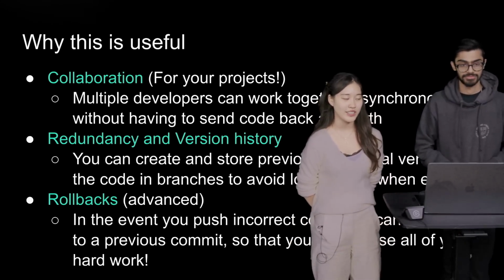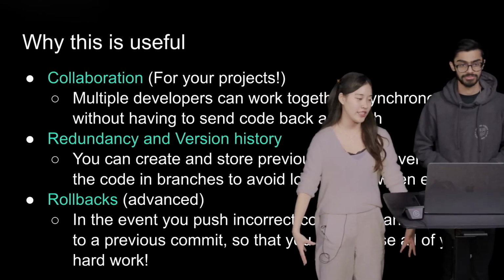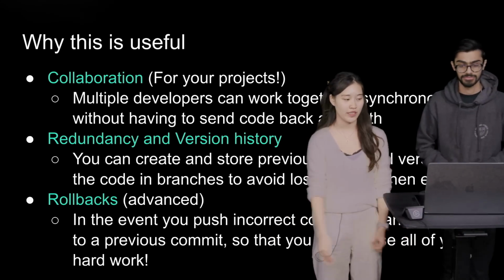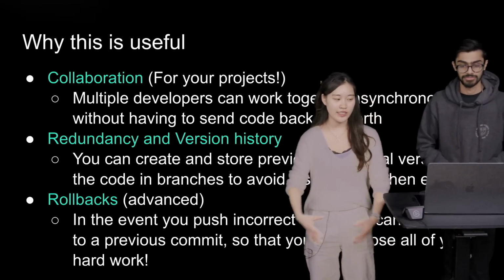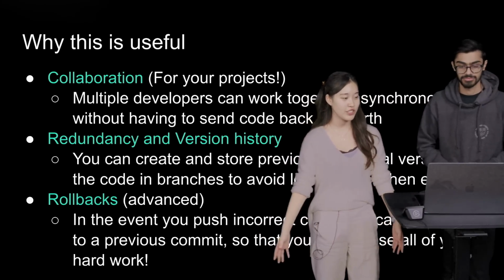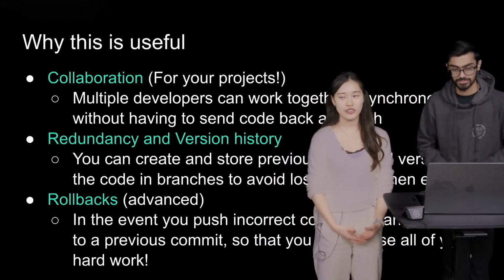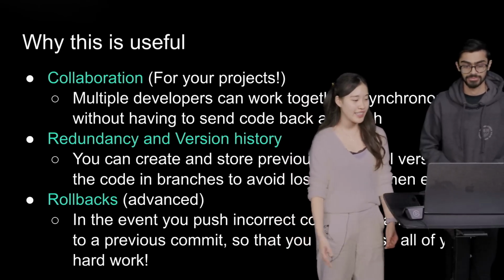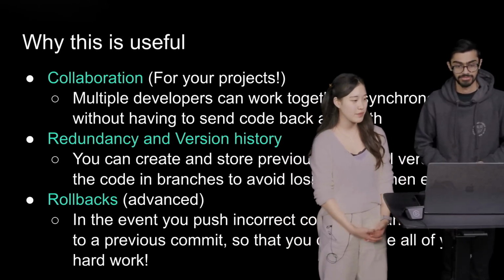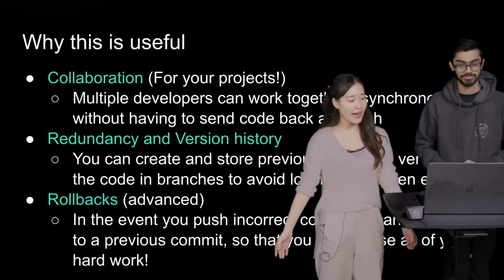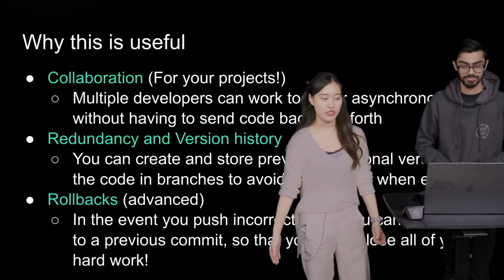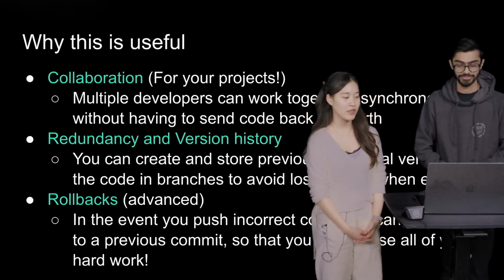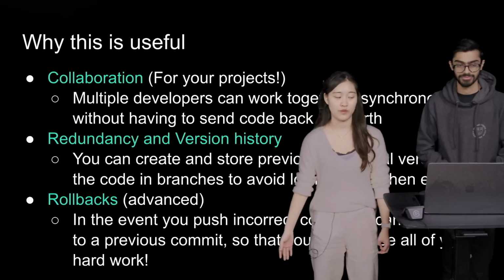Remember that Git allows you to look at the whole edit history of the code you had, and allows you to keep track of the different versions that we've been working on. So you have this storage of previous functional versions of the code, and essentially you will be able to avoid losing any code when you're editing, since code can get messy really quickly. And again, you can avoid rollbacks. In the event that you accidentally push incorrect code to the cloud repository, you can always roll back to a previous commit so you don't lose all of your hard work.